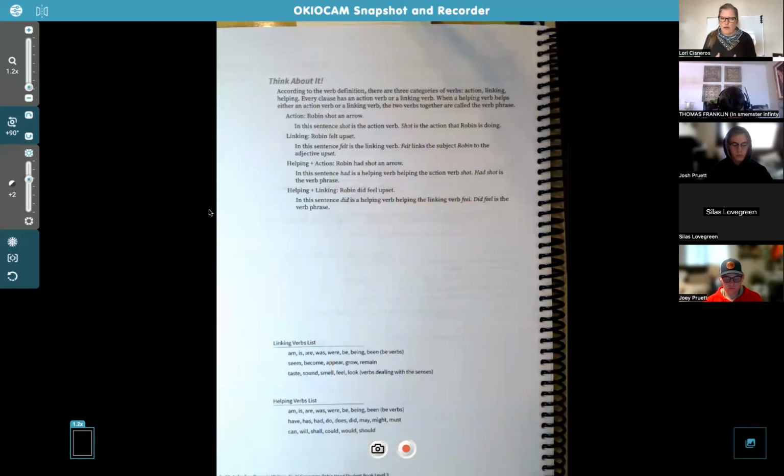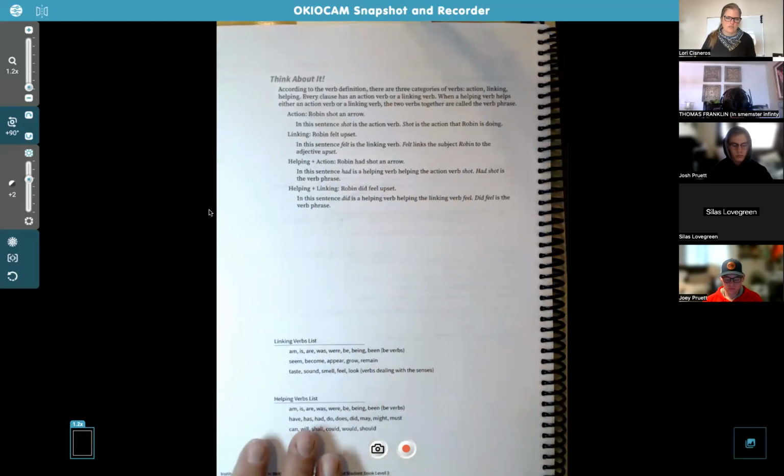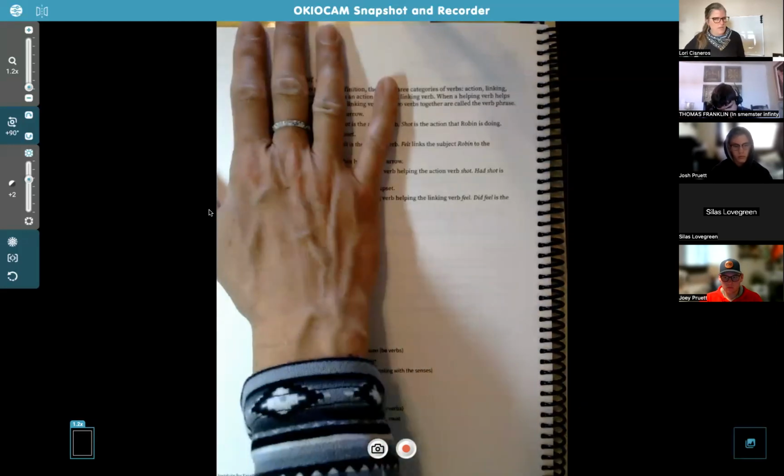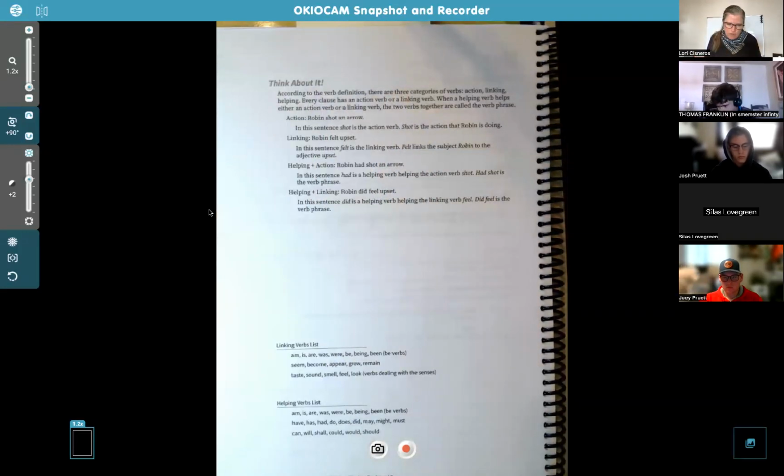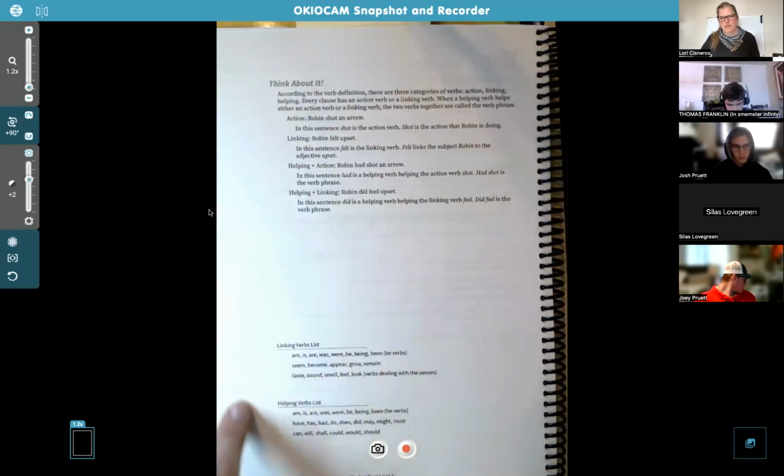We'll be talking more about that as we go through this book. At the bottom, though, are some great lists for you. This is a good page if you have a post-it note to label it linking and helping verb lists. And then you could stick it on your page. And that way, when you're going through your homework, you can come back to this page to help you identify different types of linking verbs and helping verbs.